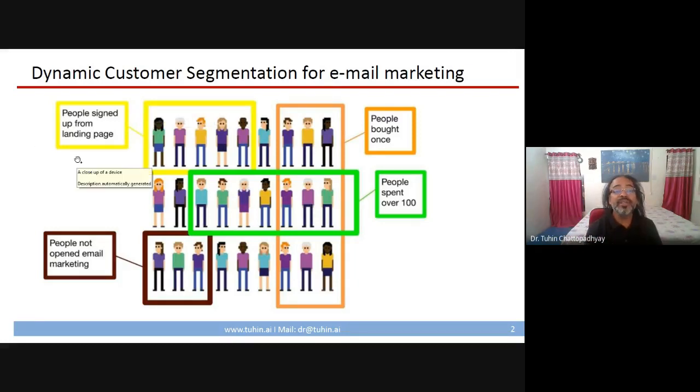And very interesting segments can come up, like people signed up from a landing page can be a segment. People bought once, people spent over 100. People who have not opened email marketing can also be a segment, right? So you have to think creatively about what my different segments could be and how I can treat them. For people who do not open email marketing, can I use some other distribution channels for them, telephone or something else, in person? If you think that.